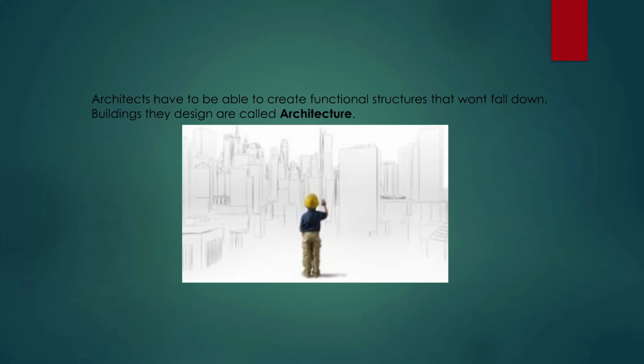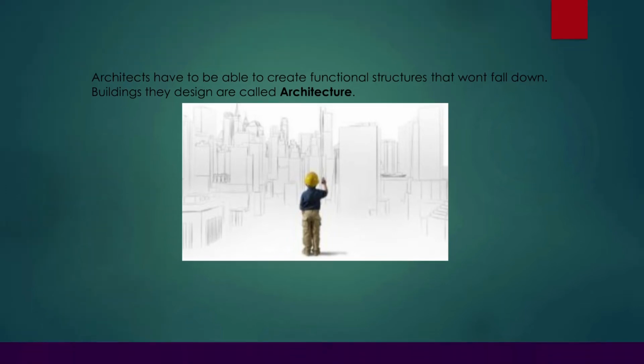Architects have to be able to create functional structures. Function is something that means that it works. So the structures won't fall down. Buildings that they design are called architecture. So architecture is basically the main word for buildings. There are all different types of architecture.